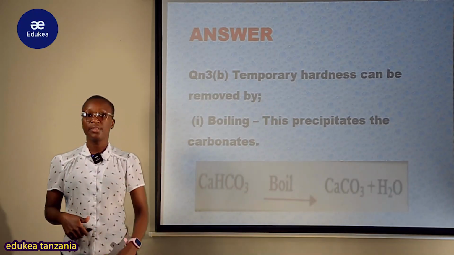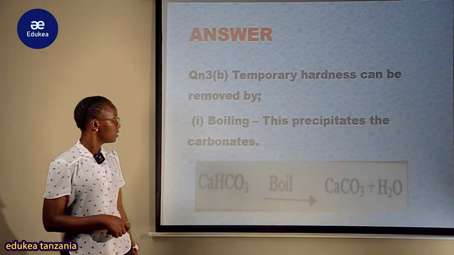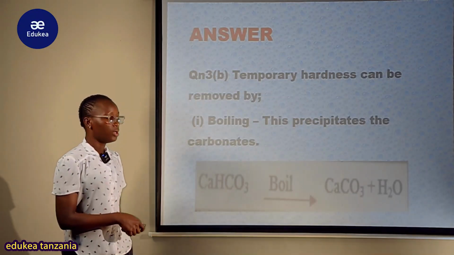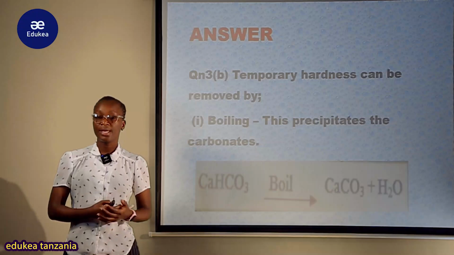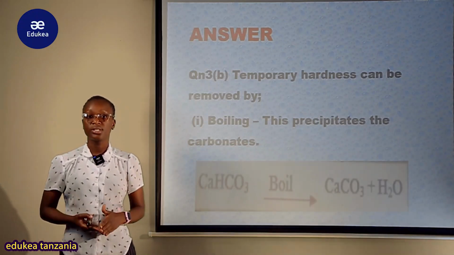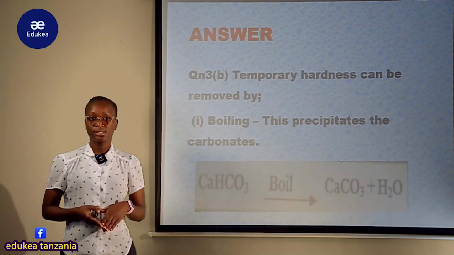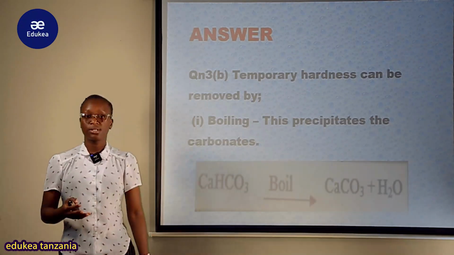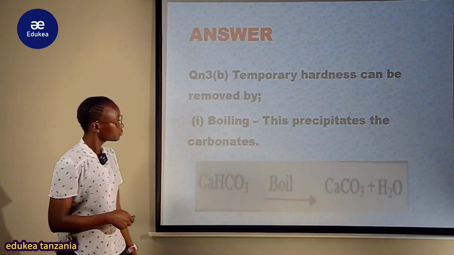After that, we are going to have the precipitate. We are going to precipitate the carbonate, whereby we are going to have the calcium carbonate and the water molecule. So the student was to provide just that, show how you can remove the temporary hardness of water by using the boiling means, and show the chemical balanced equation. After that, obviously you get all your marks.